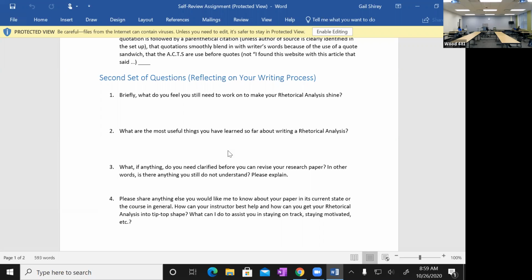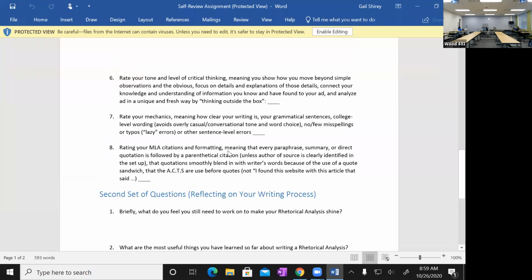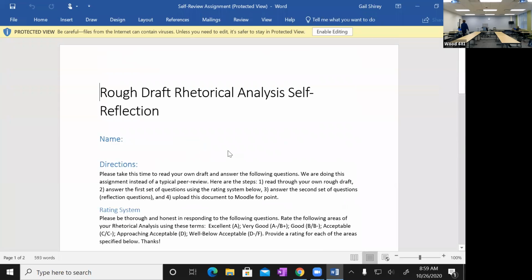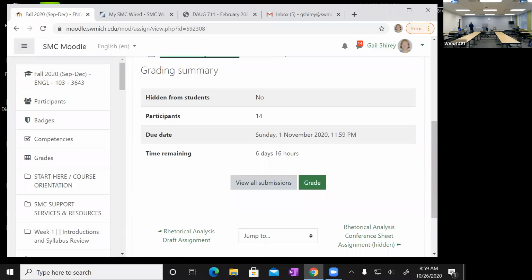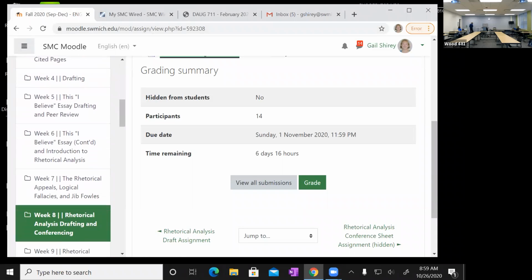And then share with me anything you want to know about your paper in its current state, or if you want something about the course in general. In other words, how can I help you get your essay in tip-top shape? Okay. Now, you need to complete this and submit this on the draft that you're uploading.